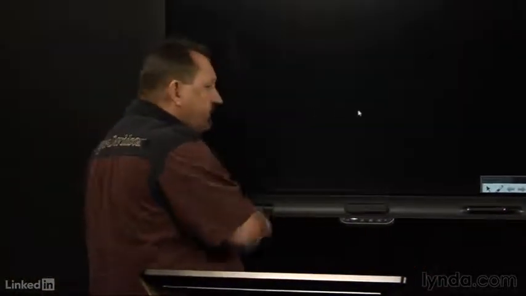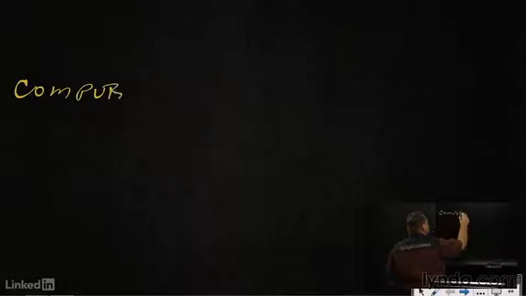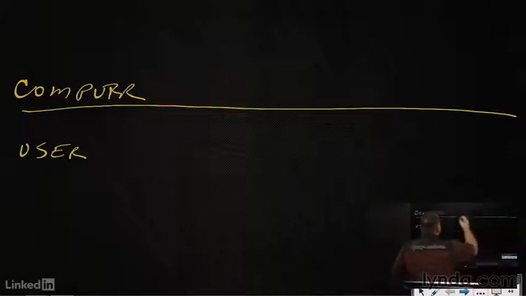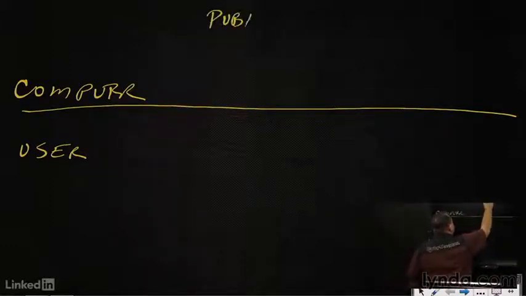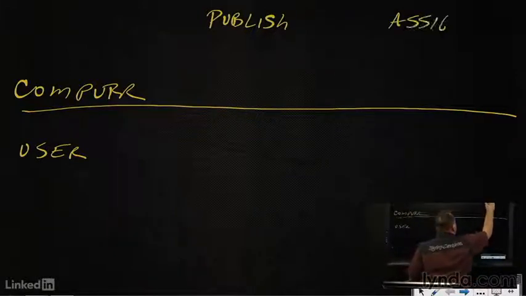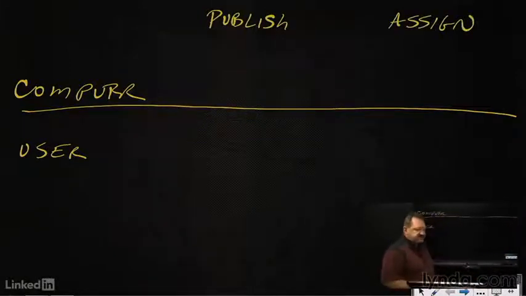So when we deploy the software, we have to define a couple terms. First of all, we have the ability to deploy software to a computer, or we can deploy software to the user. Right? Either one, because remember, there's two components inside the group policy interface, user and computer. We also can publish the software or assign the software through the group policy interface.